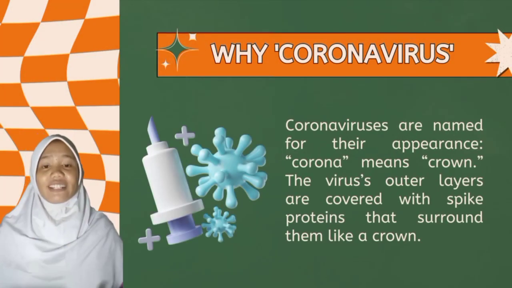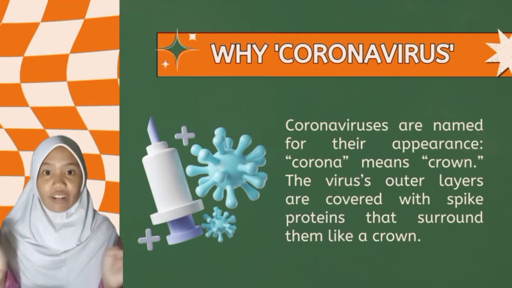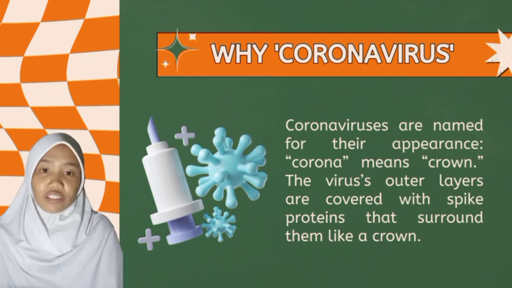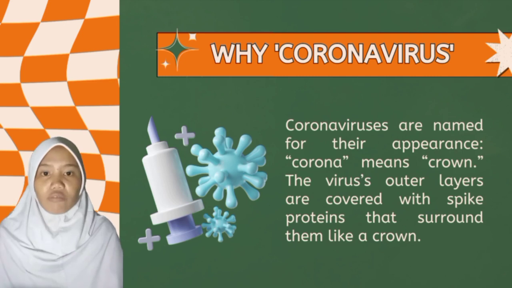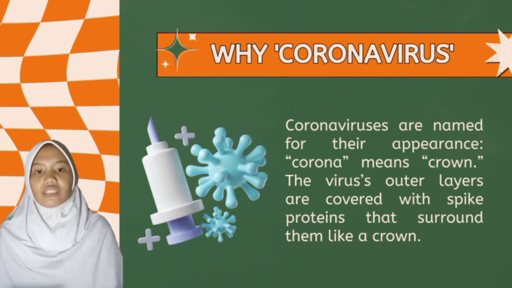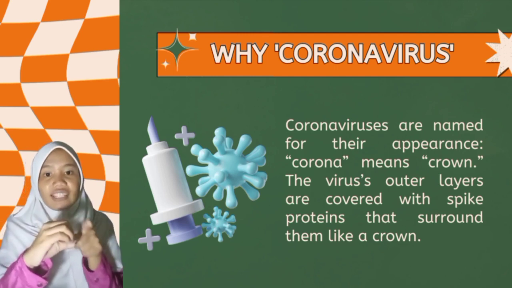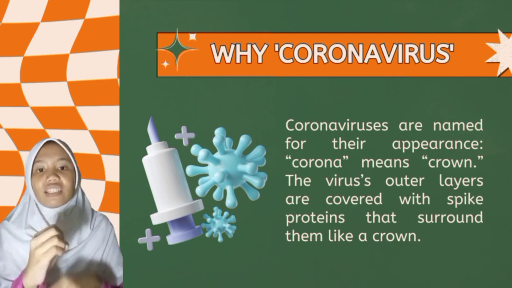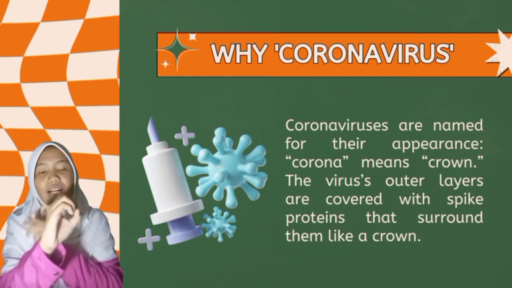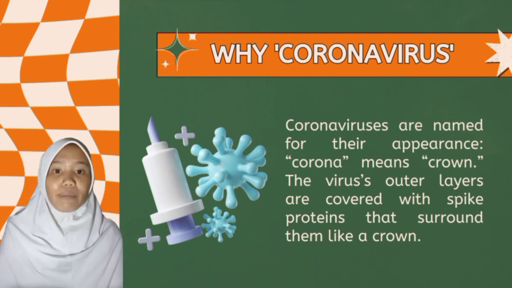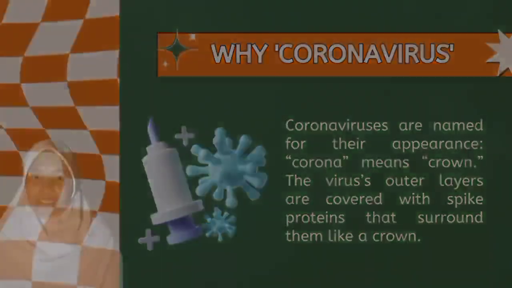So the next one is why coronavirus? Why is it called coronavirus? The coronavirus got its name from the appearance actually, because corona means crown. The virus itself has an outer layer that's full of spikes surrounding their body, which are shaped like crowns. So that's why scientists and many people call it coronavirus.